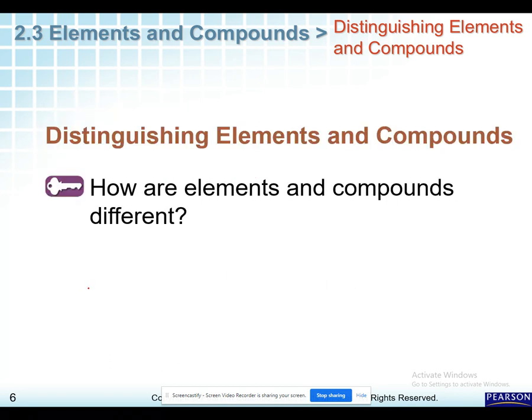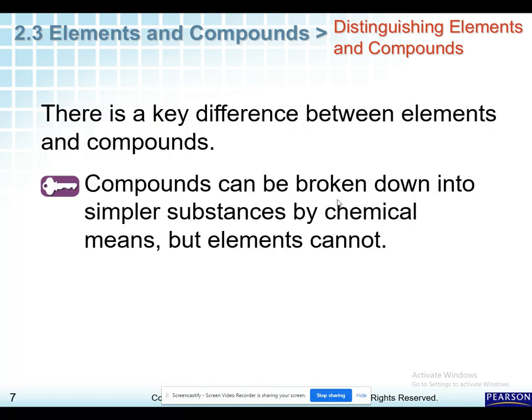So what are other ways that you can help determine the difference between elements and compounds other than looking at how many atoms make it up? The key difference between elements and compounds is, can they be broken down? Compounds can be broken down by chemical means. And the reason they have to be broken down by chemical means is because they're chemically combined. Elements cannot be broken down.